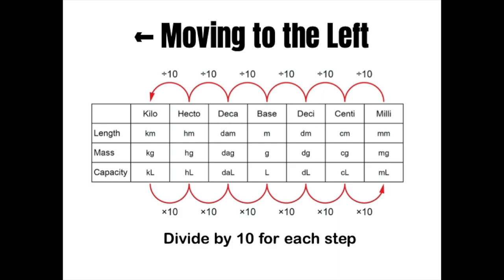If you are moving to the left, you will divide by 10 for each step. For example, if you are converting milliliters to liters, you will be moving to the left and you will divide by 10 for each step. In this case, you will divide by 10 3 times, which is the same thing as dividing by 1,000.